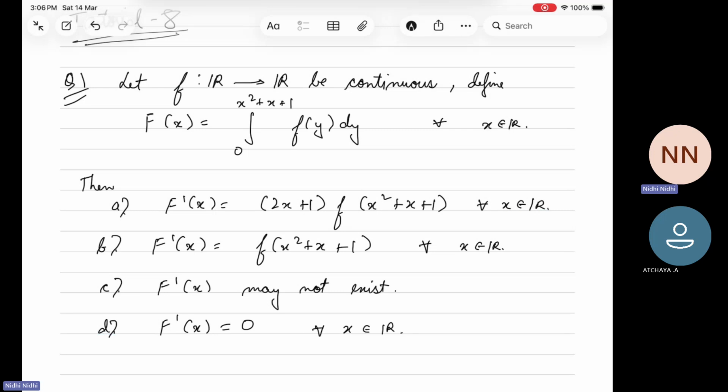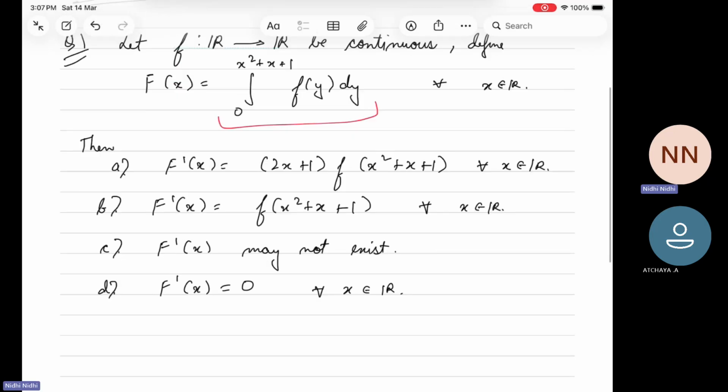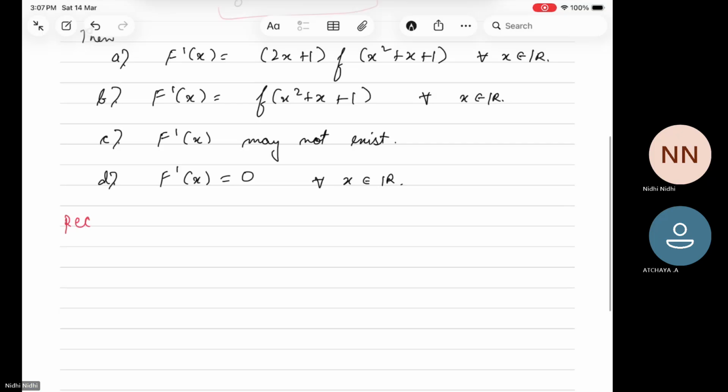So basically, we need to find the derivative of some integral function, a function which is defined by some integration of some functions. For that, a very useful result is the Leibniz integral rule. So I'll just recall that. Recall the Leibniz integral rule. It talks about the derivative of integrals of some integrable functions.